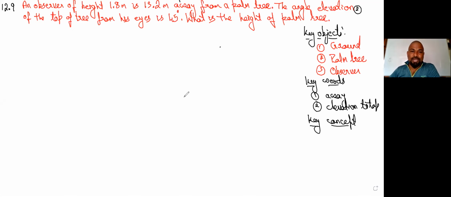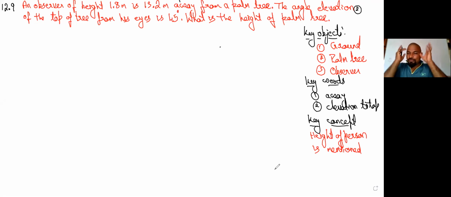what he has given: the height of the person is mentioned. That is what is important here. This is the key concept. So key objects, keywords, and key concept we got. We have to remember that the person's height is mentioned. From the question, we got the analysis of what is going on here.